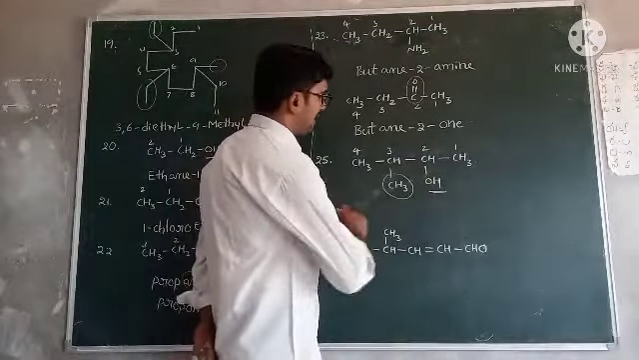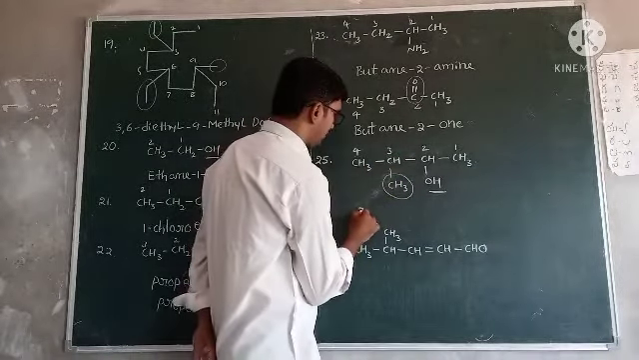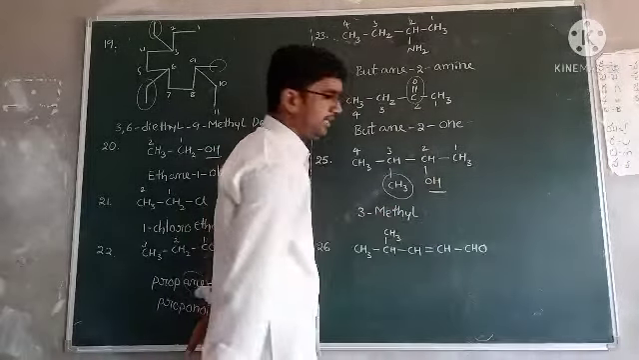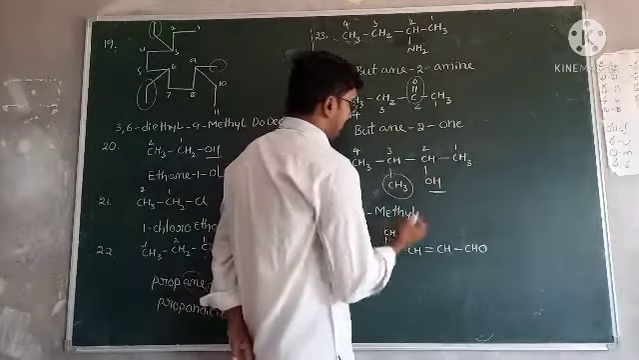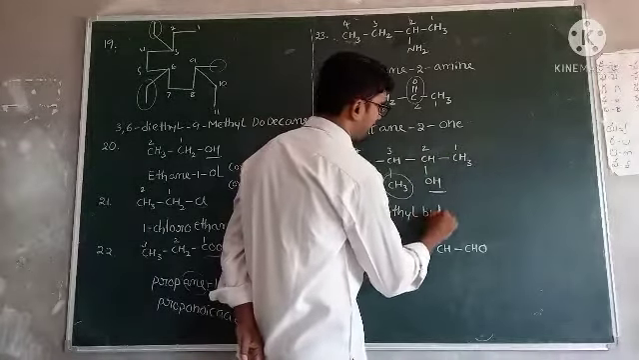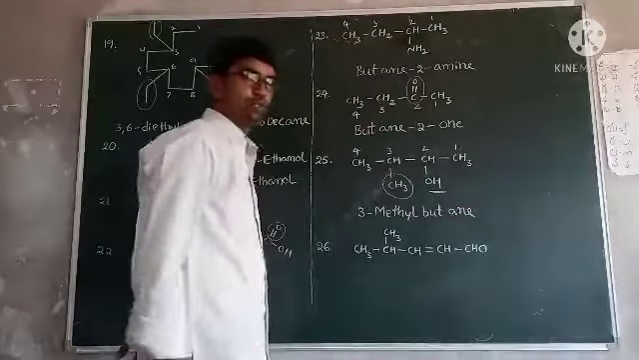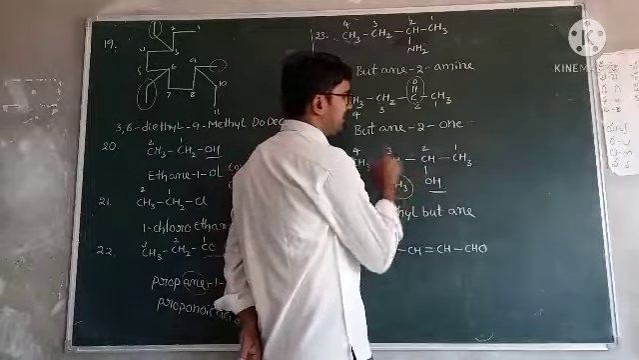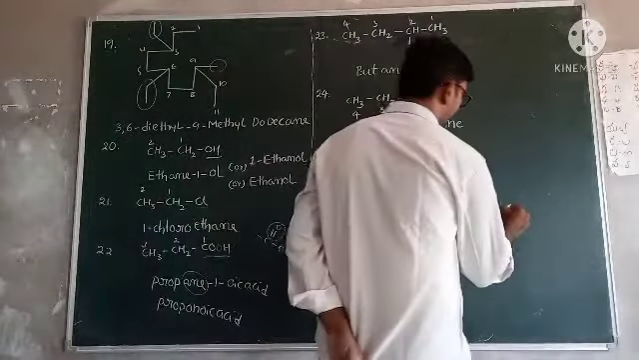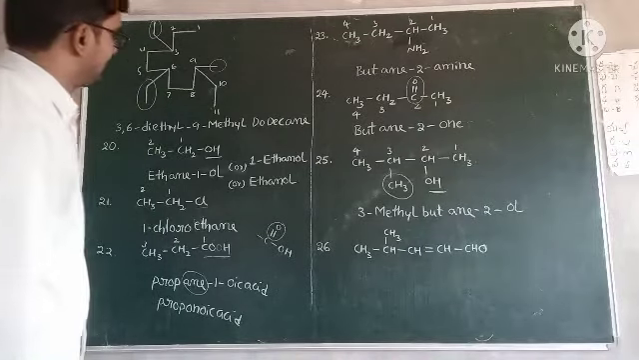Now write the name of this one. The first substitution is attached to the third place, so 3-methyl. Substitution part is completed. Next, number of carbons in the long chain: how many carbons? 4 carbons, so but. And bond type: only single bonds, so an. Next, functional group: yes, the functional group is present attached to the second carbon, so 2, and OH main name is ol. Completed 25 also. Now come to the 26th.